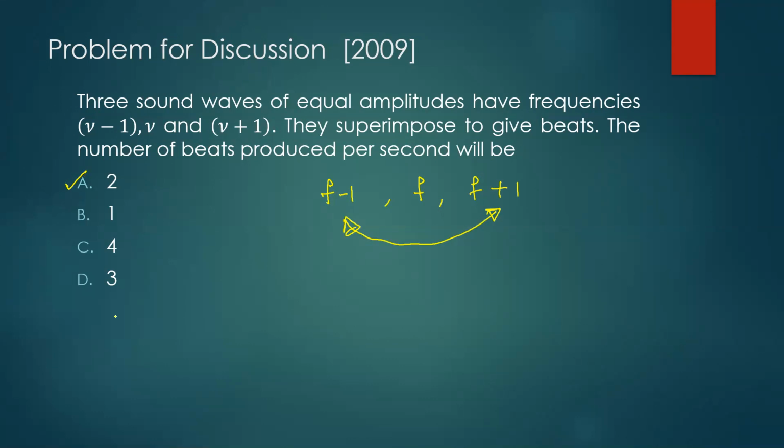Okay. But if you want to understand what is really going on here, beats usually occur when you have two sound waves mixing at a particular location. Okay, so that mixing is usually happening at the person's ear.